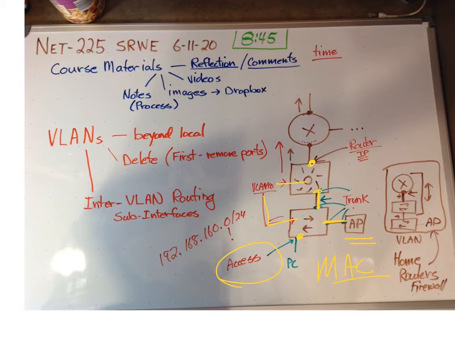Now if you say no switchport, then the port becomes a router port, and then you have to assign an IP to that. Assign an IP here, and then they need to be on the same network. Okay?